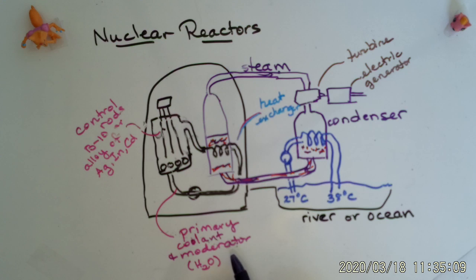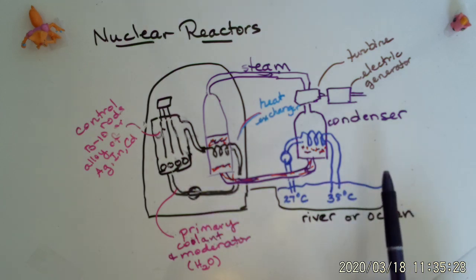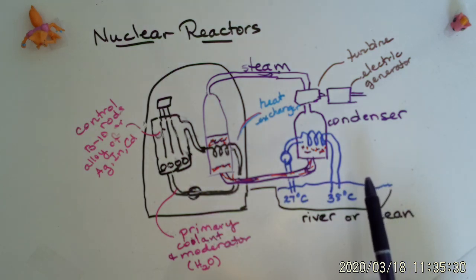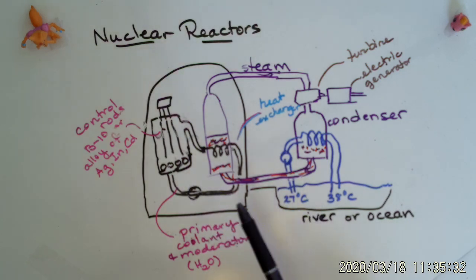And what a moderator does is, when we have a nuclear reaction or basically radioactivity, the neutrons can be expelled at a high velocity. And if it's too high of a velocity, then it becomes uncontrolled. So water acting as a moderator helps to slow down the neutrons in order to keep them more controllable.